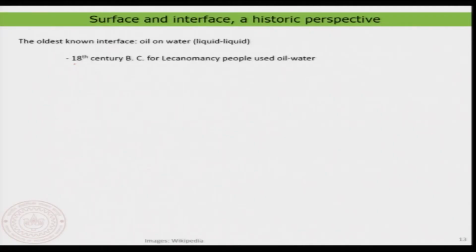Even in the BC era, and the 18th century for example, people were using an interesting liquid-liquid interface known as the oil-water interface. People used this oil-water interface for predicting the future of people. That was known as leconomancy, which is putting a droplet of oil into water, and depending on the shape that the oil forms on top of water, people started predicting things. Well, it is quite unimportant from our perspective in any case, but this so-called oil-water interface was interesting even in the 18th century.